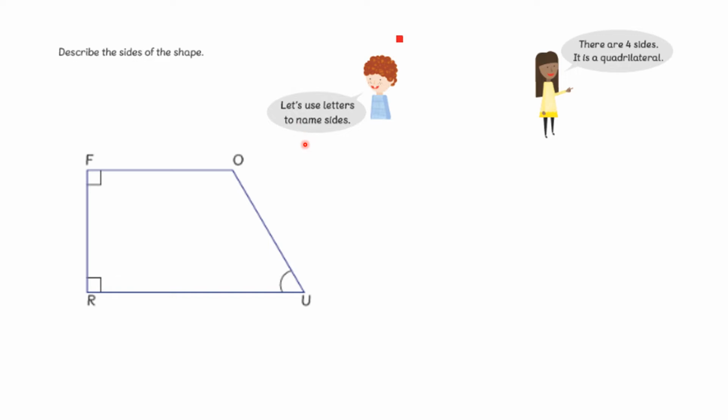I'm going to use different letters to my angles so I don't get confused. This side will be FO, this one OU, this one UR, and this one RF. Can you pause the video and see if you can describe the sides of the shape?